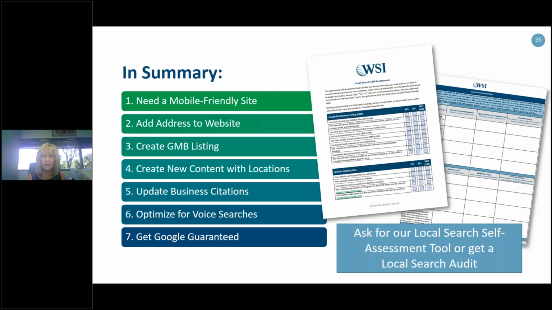Make sure that you have a consistent name, address, and phone number on those business listings. Then optimize your site for voice search, add FAQs, talk about long-term phrases, and then look and see if your business qualifies to get Google guaranteed or Google screened so that you can have first page visibility for your business categories.